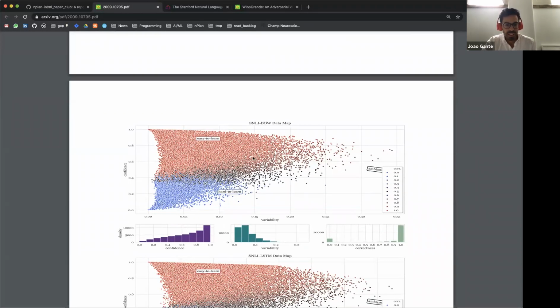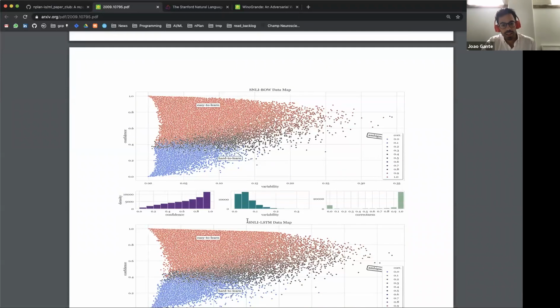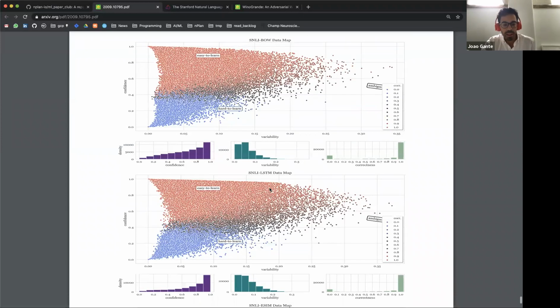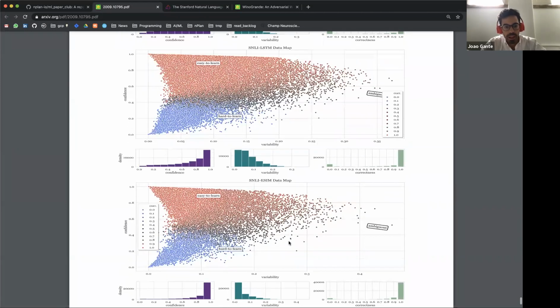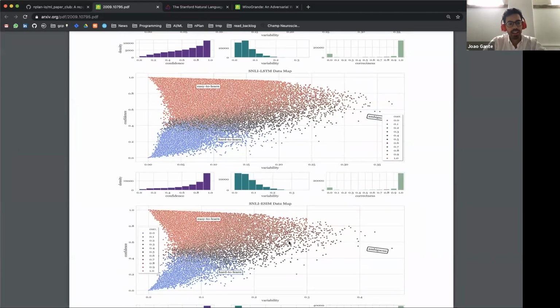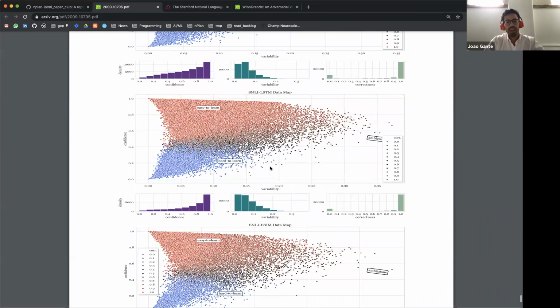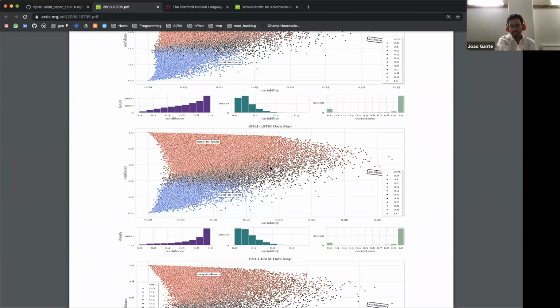different learners. So the first sub-image is for the bag of words learner. The second figure is for an LSTM. And the last one is for an ESIM, which I don't know what it is, but I suppose it is a better model than an LSTM. And what we can see here is that as we get better learners, this map starts having more of the curved shape.